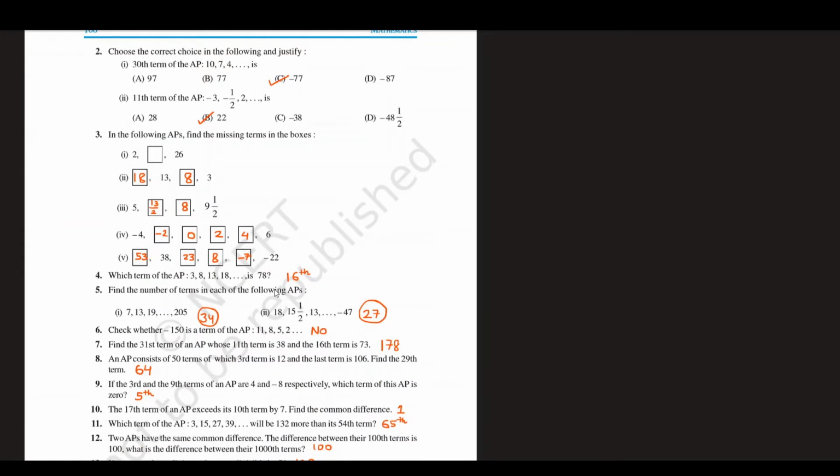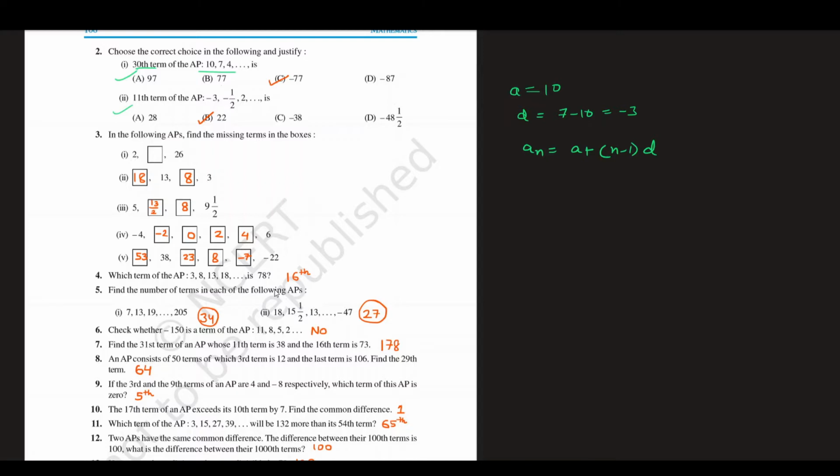In this, we have to choose the correct option, the 30th term of this AP. This AP is what? a is 10 and d is 7 minus 10, so it's minus 3. So just the same formula, an = a + (n - 1)d, and get the answer. So it is pretty easy. Then we have to fill these boxes.